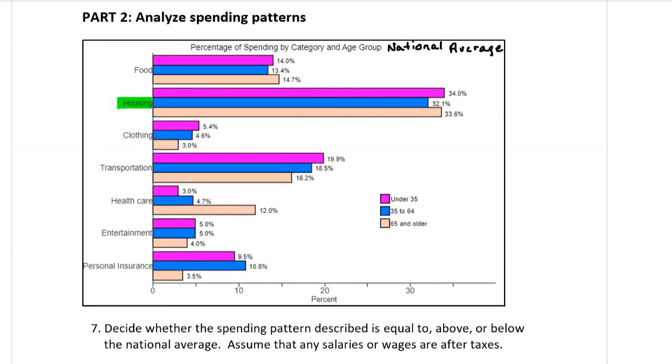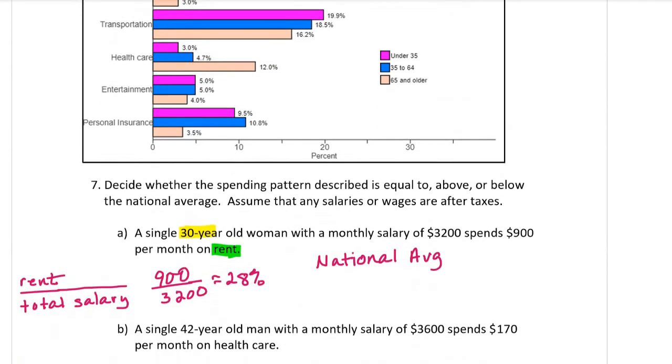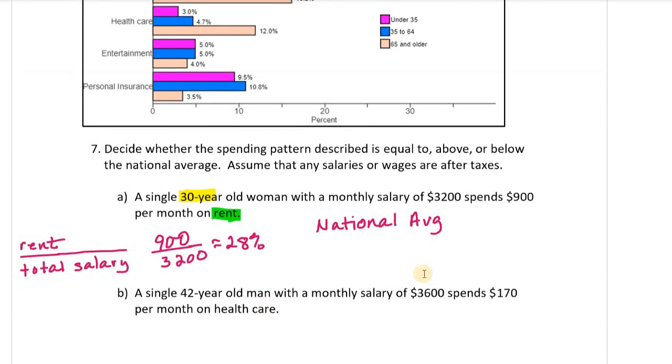So the age group that we have here of under 35 is going to be 34% of their income spent on housing. National average is 34%. So she only spends 28%, so she spends below the average.